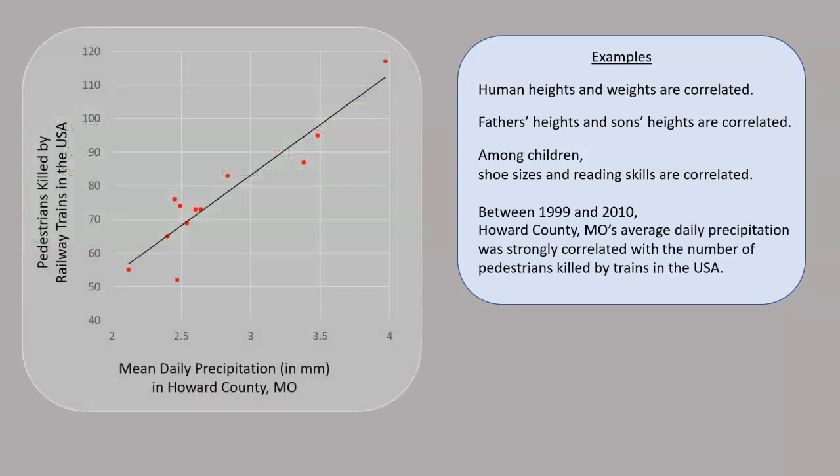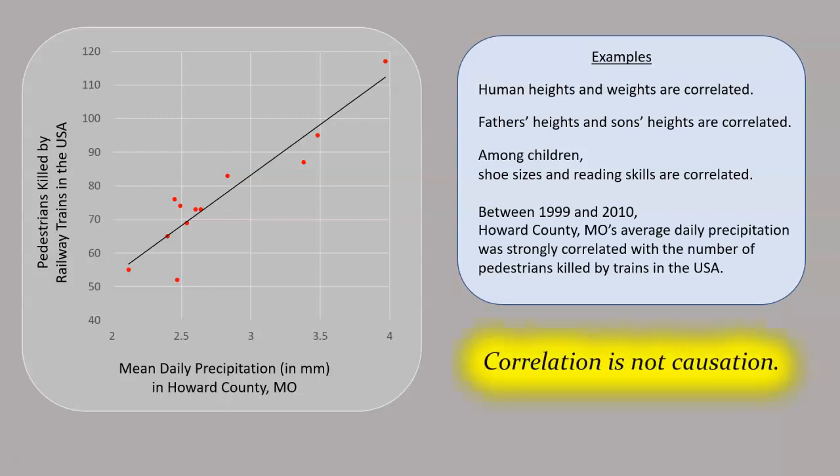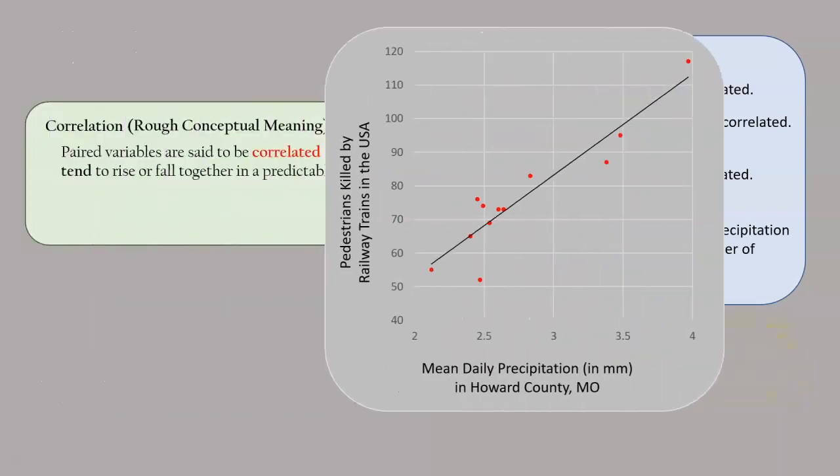Seriously, here's a scatterplot showing the data. Each point represents a specific year from 1999 to 2010, and as you can see, the general tendency is that years in which Howard County had more precipitation were years in which more pedestrians were killed by trains. There's no reason why these variables should be correlated, and yet they are by sheer coincidence. I'll repeat the slogan a second time. Correlation is not causation.